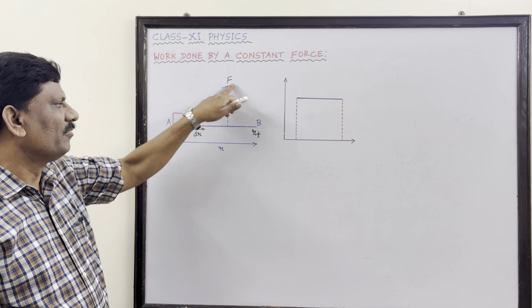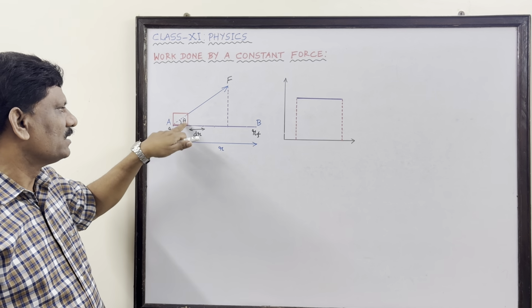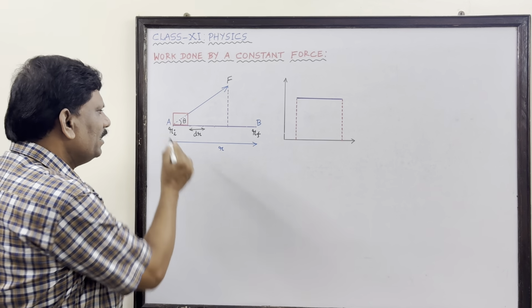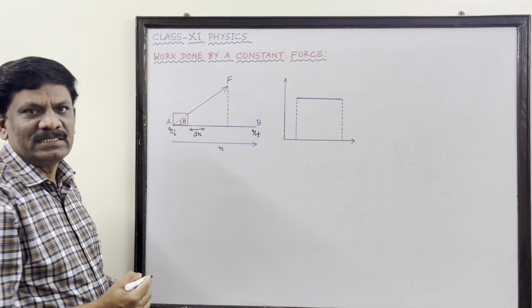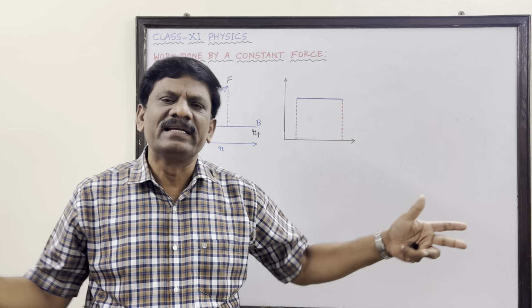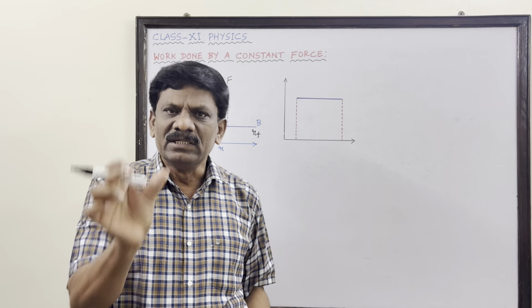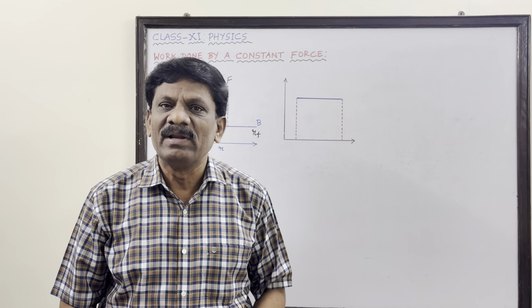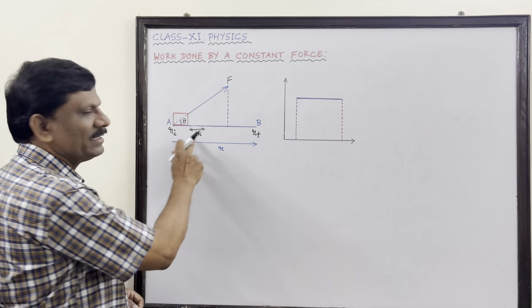So the angle between the force vector and the displacement vector is what? Theta. So actually I am moving the object from the initial point A to the final point B from an initial displacement Ri to a final displacement Rf. So in between this initial and final point, I will divide the entire distance AB into infinitesimally small intervals, that is infinitesimal displacements dr, like this.